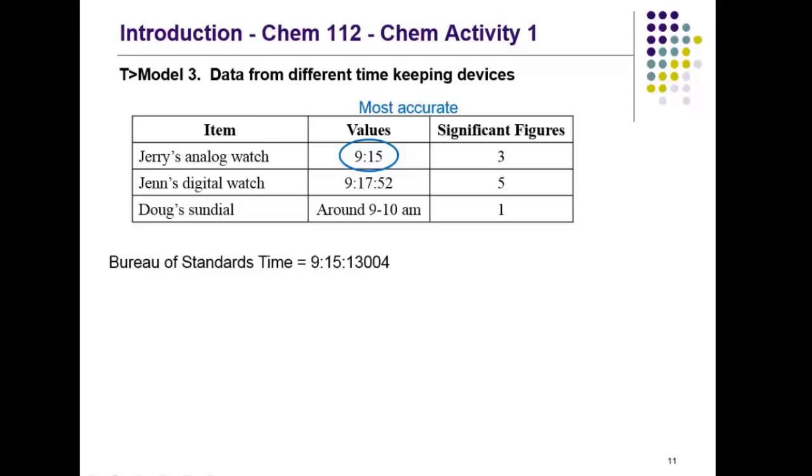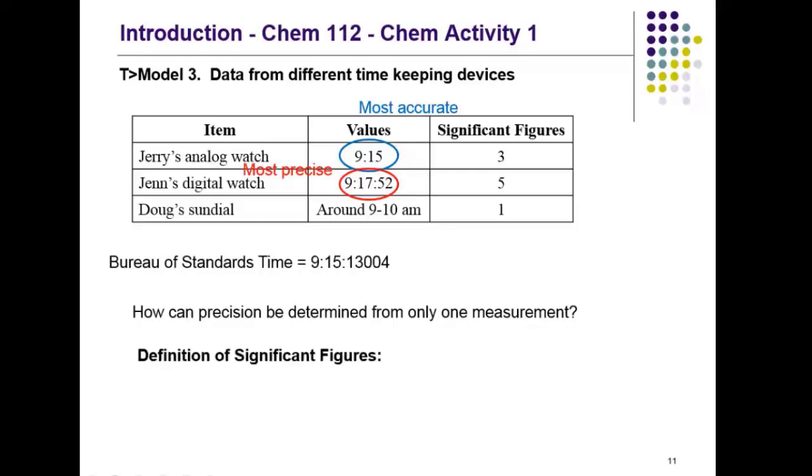You may be wondering how it is that we can evaluate precision when there's only one measurement. Jen's digital watch is the most precise. This is because her measurement has the most significant figures. Significant figures are all the certain digits plus one more, which is estimated by making a discerning guess.